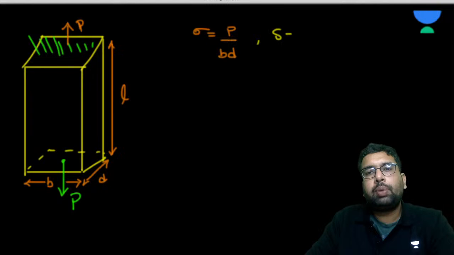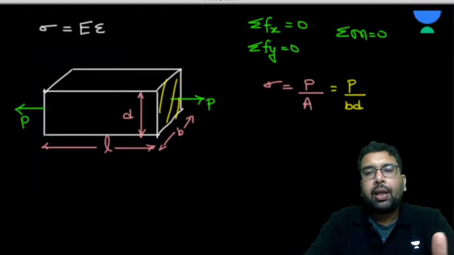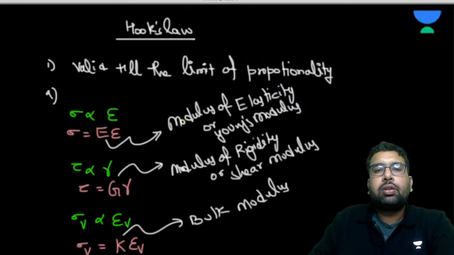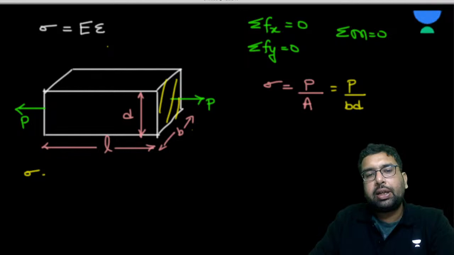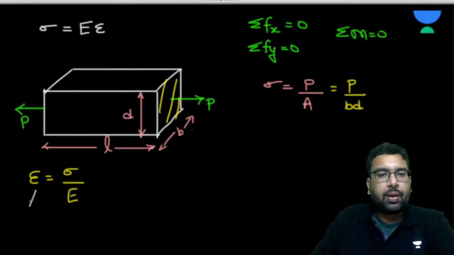Now the stress is sorted. Please understand this. From this, the other equation says stress is directly proportional to E times strain. So can we write it like this also? Strain is sigma upon E. This is the normal strain, or we call it longitudinal strain.